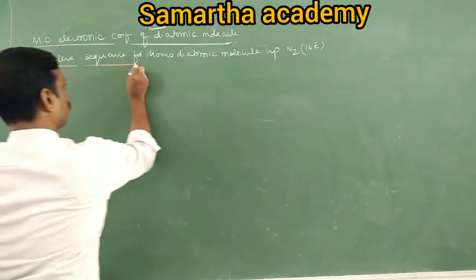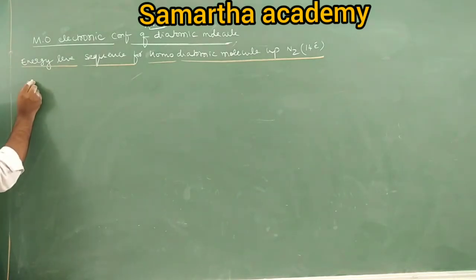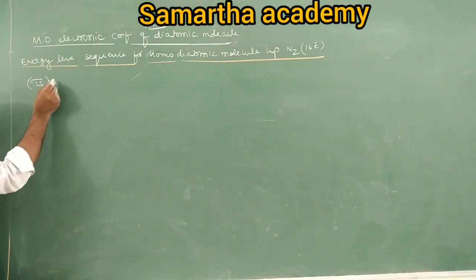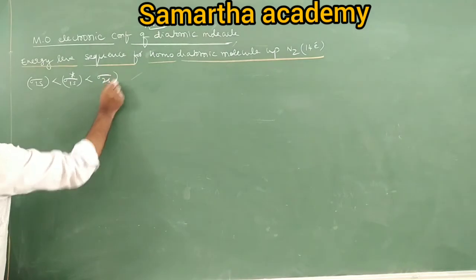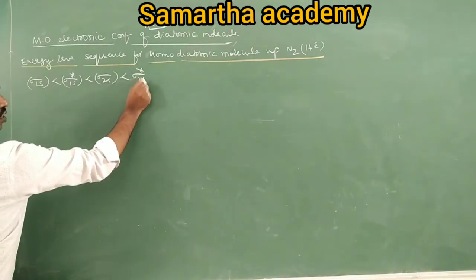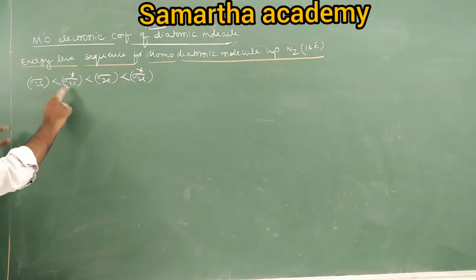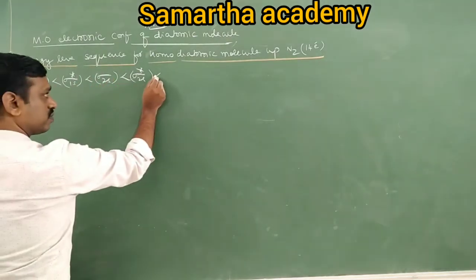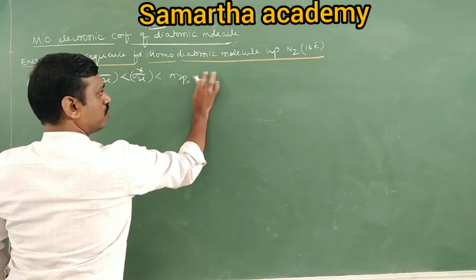Come on, tell me, up to nitrogen or 14 electrons we have a sequence. What is the sequence? You must remember: sigma 1s, which has low energy. Next, sigma star 1s. Next, sigma 2s, sigma star 2s. Do you know what is the meaning of sigma star? It is anti-bonding. And we know that each molecular orbital can accommodate how many electrons? 2 electrons. That is the Pauli exclusion principle. So 2, 2, 2, 2, right?